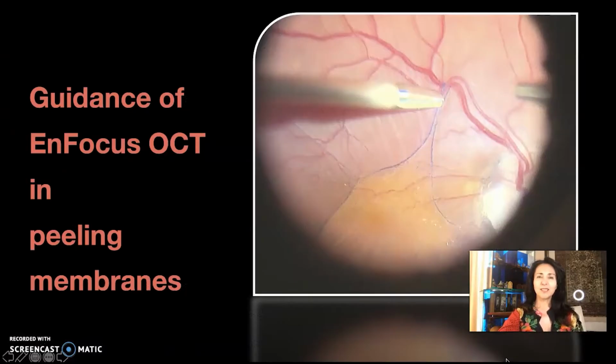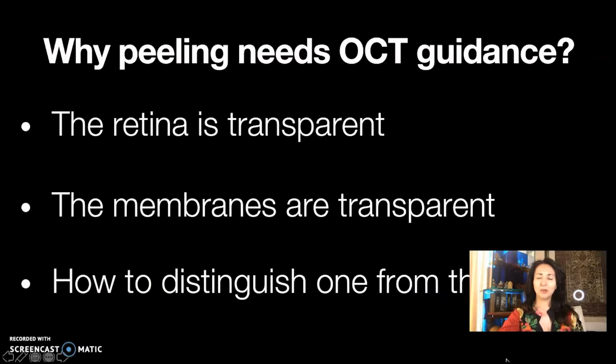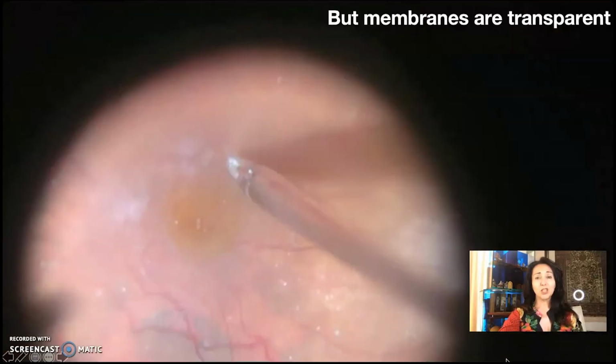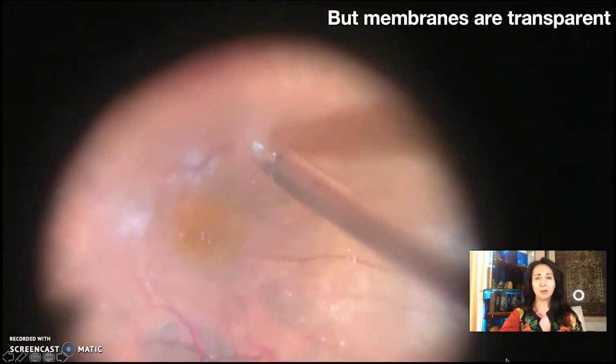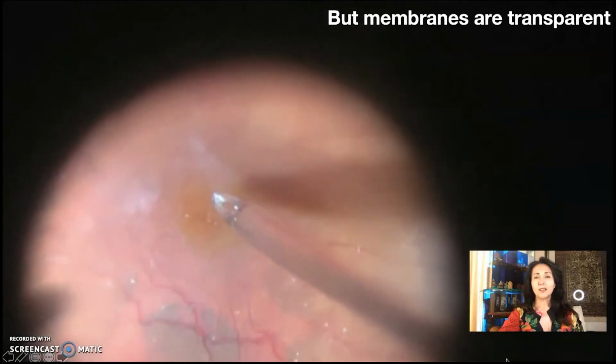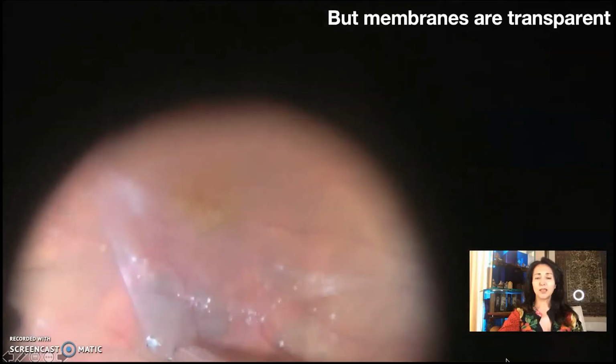Let's start by saying when OCT is a guidance in peeling membranes. Why does peeling need OCT guidance at all? Well, the retina is transparent and the membranes are transparent too, so how to distinguish one from the other? We can easily distinguish the retina from the choroid because the choroid is colored, but membranes are transparent, and here I am finding the plane of separation, but not all the cases are so straightforward as this one.